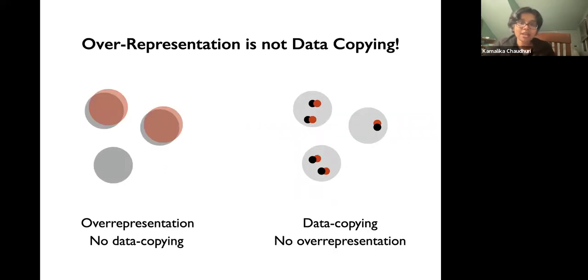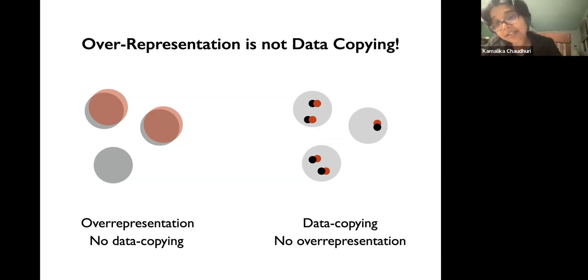Notice that overrepresentation is somewhat similar, but it's not data copying. To give you a concrete example, suppose your underlying data distribution is a mixture of 3 gray Gaussians. In the first case, you are picking off 2 of them very accurately and drawing samples. That's the red. There you are overrepresenting, but you're not really data copying, because you have learned these 2 Gaussians properly and generalized quite well. You're just sampling from these 2 Gaussians.